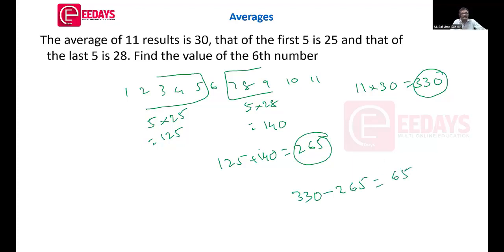This 65 is the sixth result. Why? Because we skipped that value. Now, in this question, apart from the sixth value, if you want to find any other value, the answer is can't say. So what is the answer? The answer is 65.